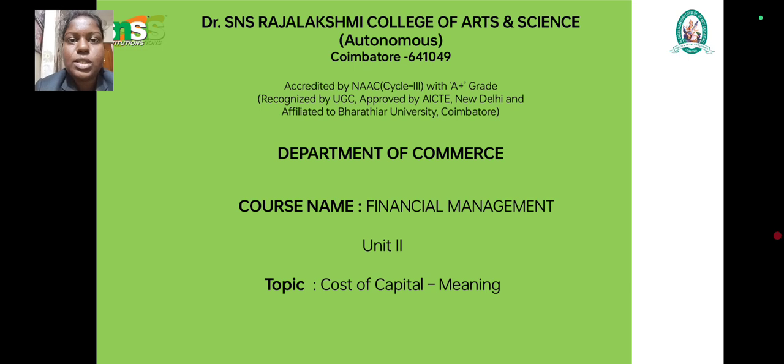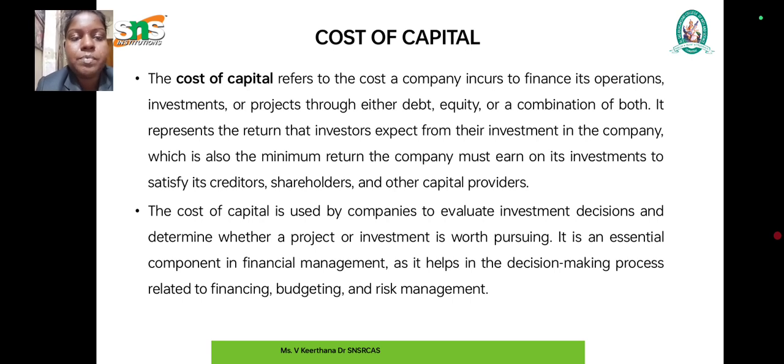Today I am here to present a lecture series on the subject Financial Management on the topic Cost of Capital. First we can see what is cost of capital. Cost of capital refers to the cost a company incurs to finance its operation, investments or projects through either debt, equity or a combination of both. It represents the return that investors expect from their investment in the company, which is also the minimum return the company must earn on its investments to satisfy its creditors, shareholders, and other capital providers. The cost of capital is used by companies to evaluate investment decisions and determine whether a project or investment is worth pursuing. It is an essential component in financial management as it helps in the decision making process related to financing, budgeting, and risk management.